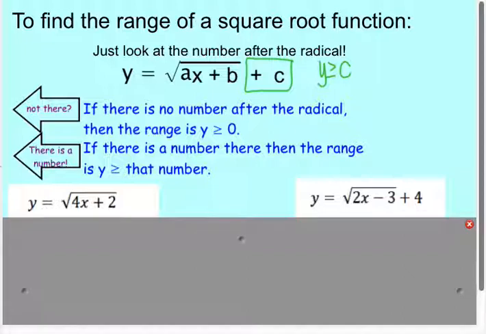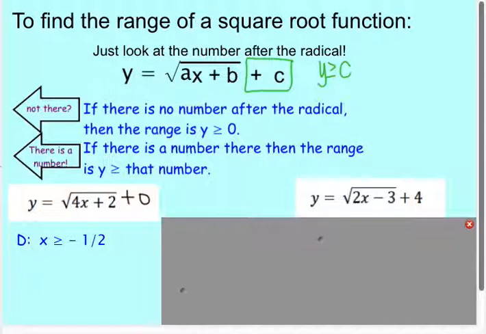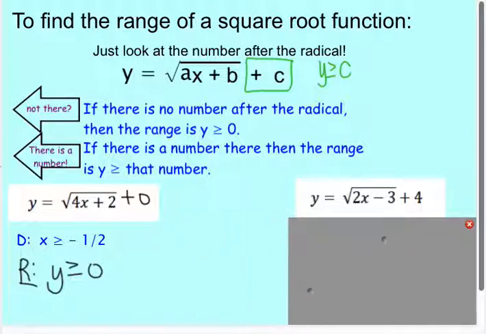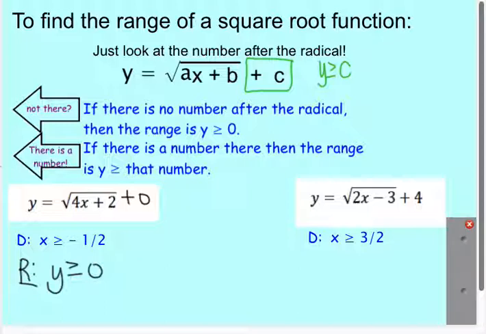So if I look at the example that I had before, the way that I could really rewrite this is plus 0. So my range would be y is greater than or equal to 0, since there is no number there. Then if I go ahead and look at the next one, which we did before, we got that the domain is x greater than or equal to 3 over 2. The range for this one would be, well, this is my c value, so y is greater than or equal to 4.